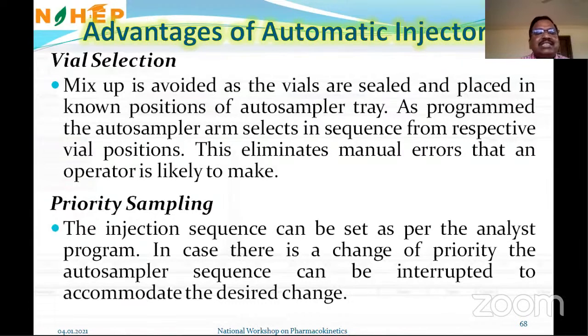So next, vial selection. Mix-up is avoided as the vials are sealed and placed in a known position of the autosampler, whereas in manual injection, sometimes we may select a different vial instead of the required vial. Then coming to the priority of the sample. Here, the injection sequence can be set as per the analyst's program. In case there is a change of priority in the autosampler sequence, we can interrupt and accommodate the desired change also. That provision is also there.